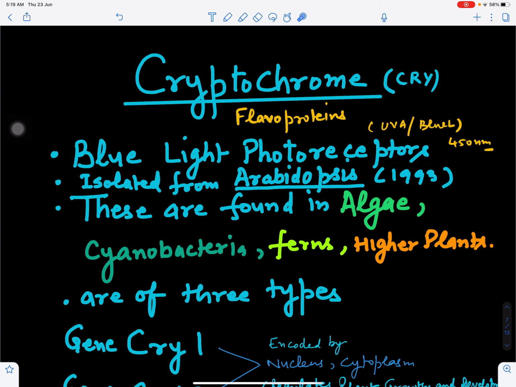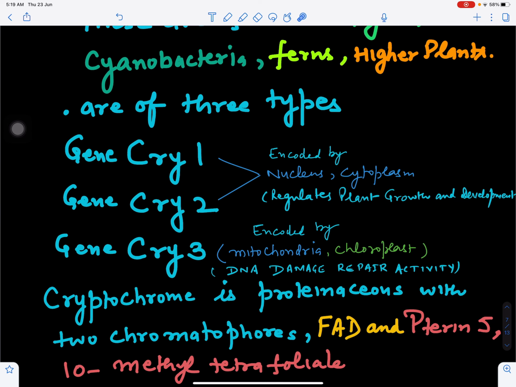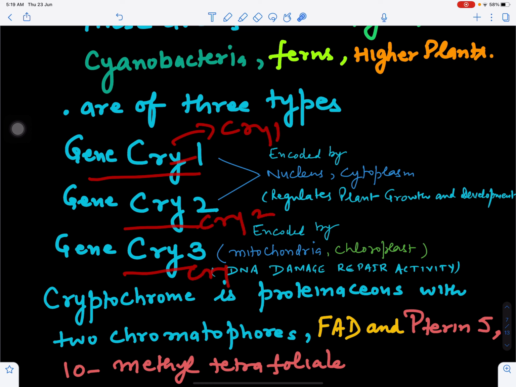A lot of work has been done on Arabidopsis thaliana, and these pigments are found in algae, cyanobacteria, ferns, higher plants, even in animals. Basically they are controlled by 3 genes: Cry1 gene, Cry2 and Cry3. These genes can later on form proteins called Cry1 protein, Cry2 protein and Cry3 protein.